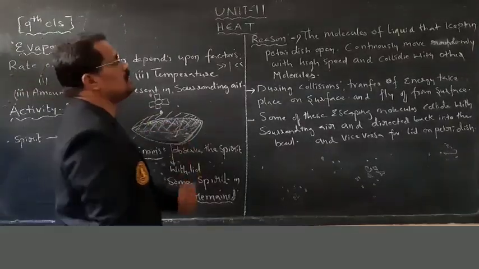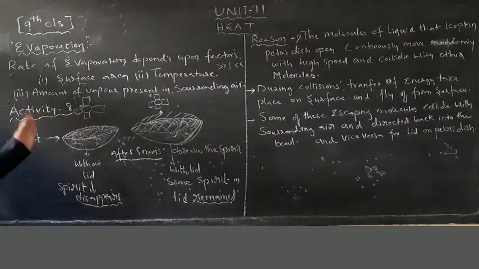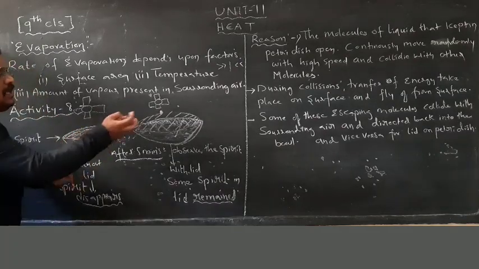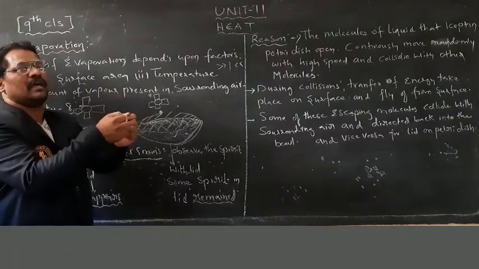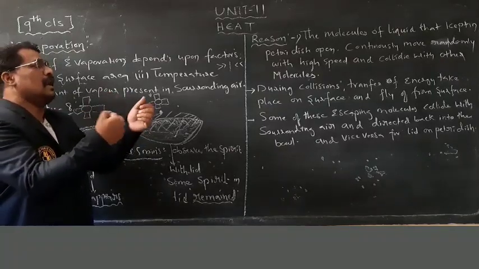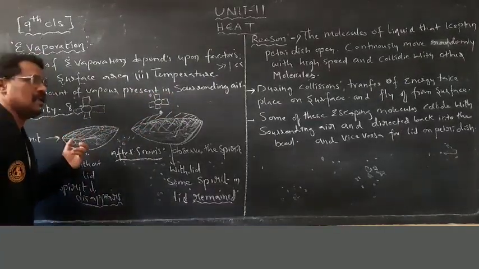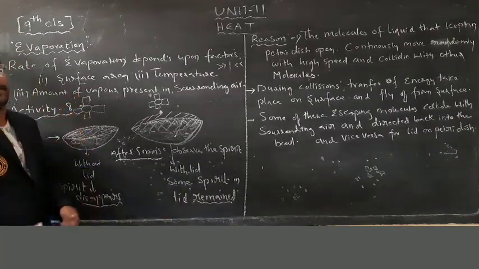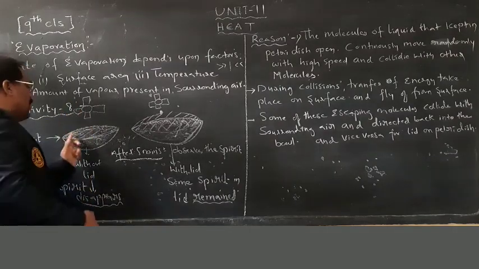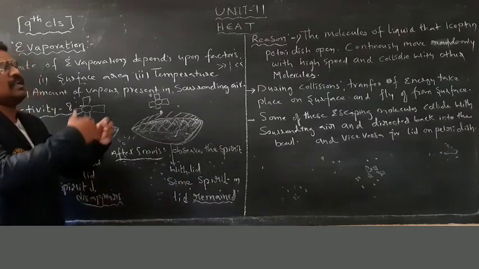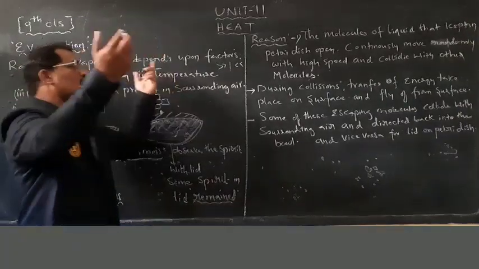The reason is this. The molecules of the liquid kept in the open petri dish are continuously moving, as it is in liquid state, randomly in all different directions. They collide with each other and move with high speed within the open dish. During these collisions, the energy among the molecules on the surface gradually increases, and that energy moves up.